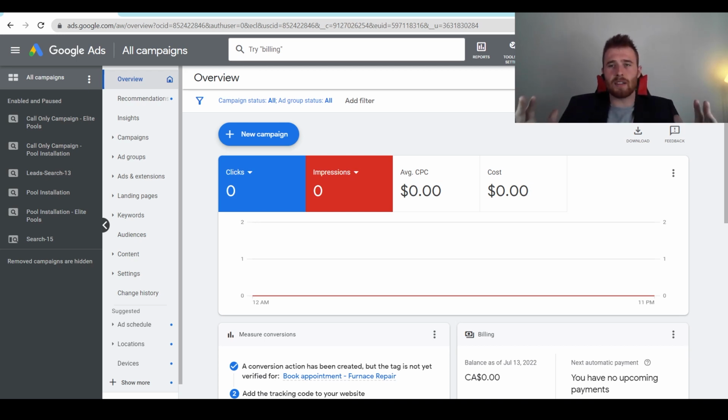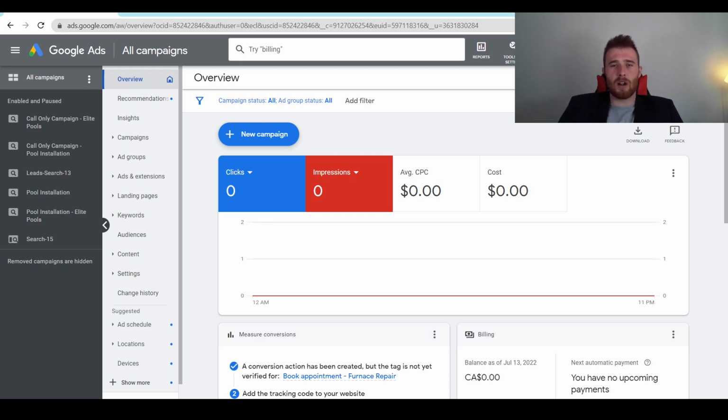A conversion rate is essentially the amount of clicks you get on an ad versus the amount of leads you get. So if you had 10 clicks and that ends up getting you one lead, that is a 10% conversion rate because 1 divided by 10 is 10%. So that's what a conversion rate is. Generally very simple. Most people can get the grasp of it.